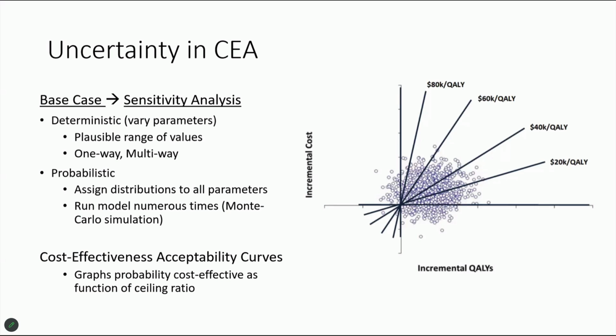In general, models should be analyzed in terms of a base case, and then subsequently sensitivity analysis is performed either deterministically, by varying parameters over the plausible range of values and determining the impact on results, or probabilistically, by assigning each parameter a probability distribution, then running the model many times, resampling the parameters from those distributions each time. It results in this cloud of ICERs. These figures are very common in the cost-effectiveness literature. And you're interested in what percentage of your simulated ICERs fall below your ceiling ratio, giving you the probability of cost effectiveness.